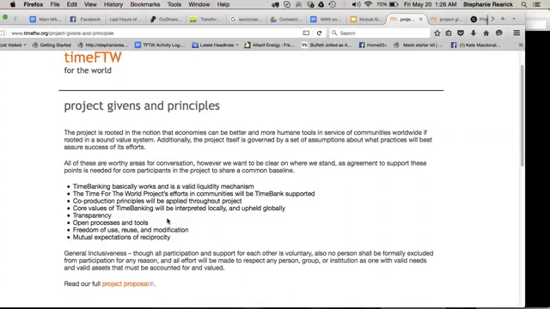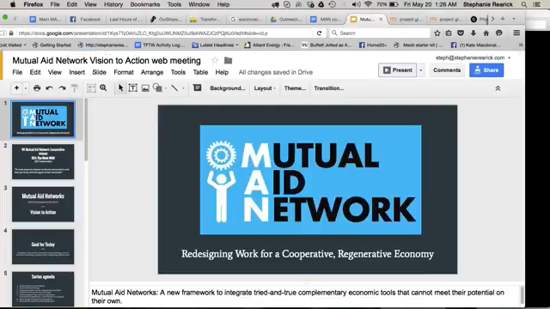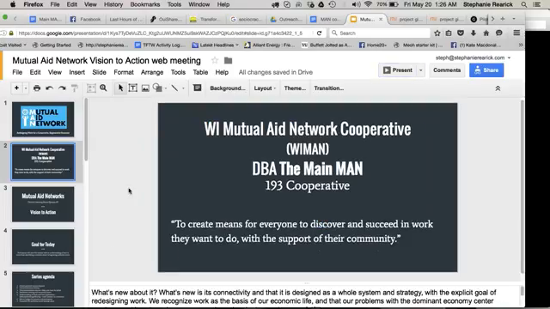So everything about this project from the beginning has been really attempting to embody the values that we're looking to express in the world. Any questions?